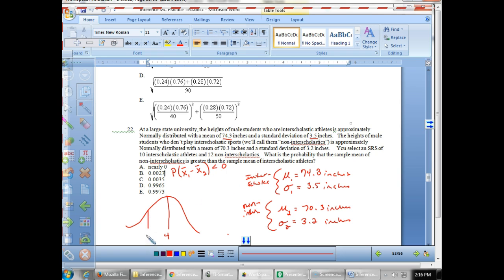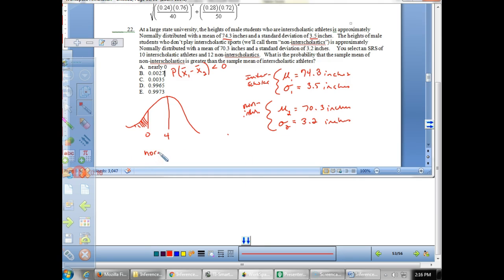So I'm going to be looking at this over here. So the way I subtracted is I said interscholastic minus non-interscholastic. And so if I'm looking for probabilities that the non-interscholastic is more, then I'm actually looking for negative values over here. So I hope that part makes sense to you. But basically, I'm just going to do normal CDF, and I'm using the normal distribution because I know sigma from both populations. Sorry. So normal CDF, I'm looking for the area from negative infinity up to 0 with a mean of 4, and then this is where I have to combine the variances here.